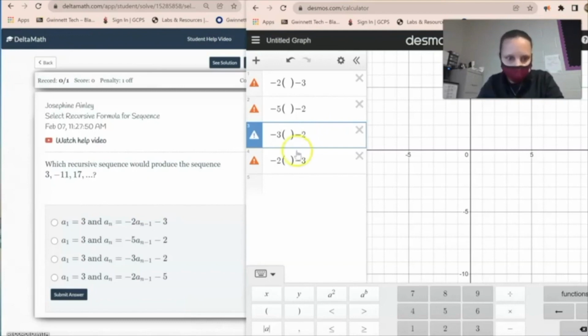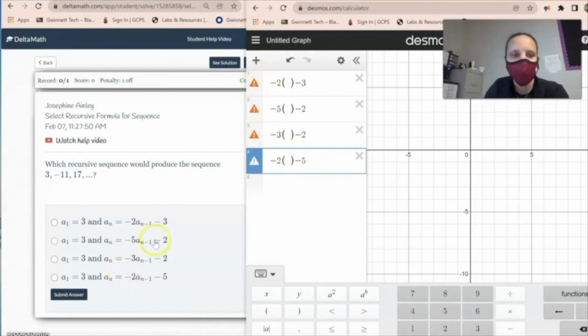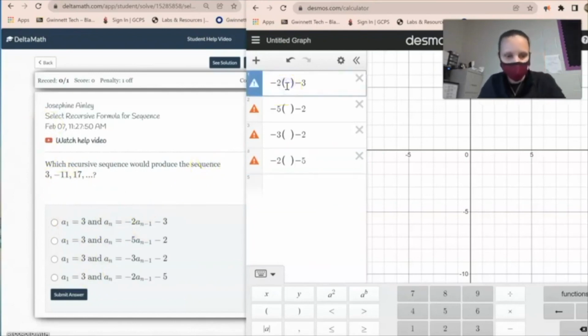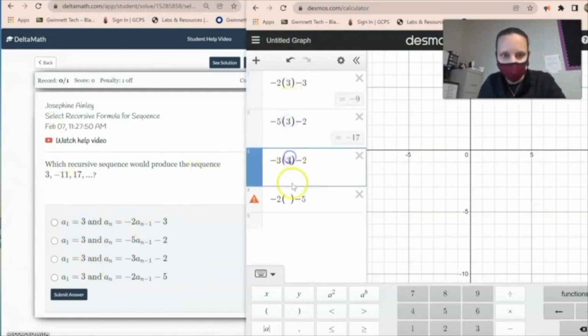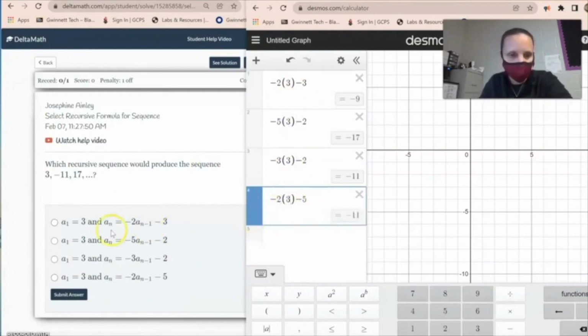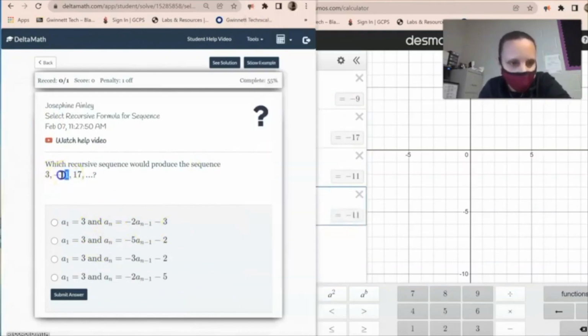And the last one is negative 2 minus 5. All right, so what it's saying is, when I put the term before it, that's what this is. Put the term before it, do I get the next one? So they give you the first one. The first term is 3. So you see all of this is 3, right? So when I put in that first term, when I put in 3, do I get the next term? I should get the next term, which is negative 11.